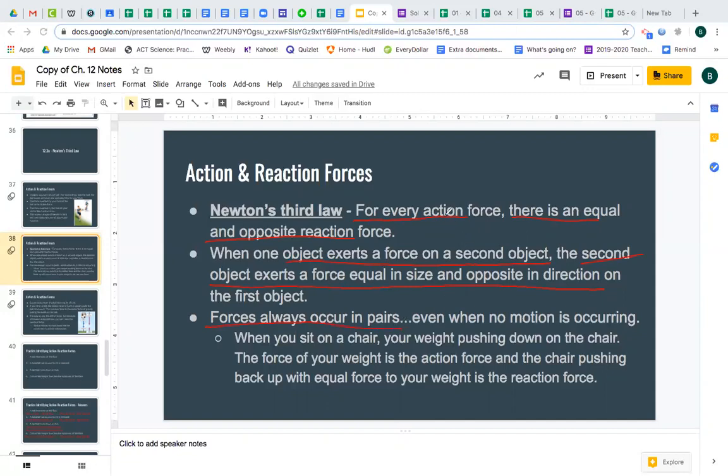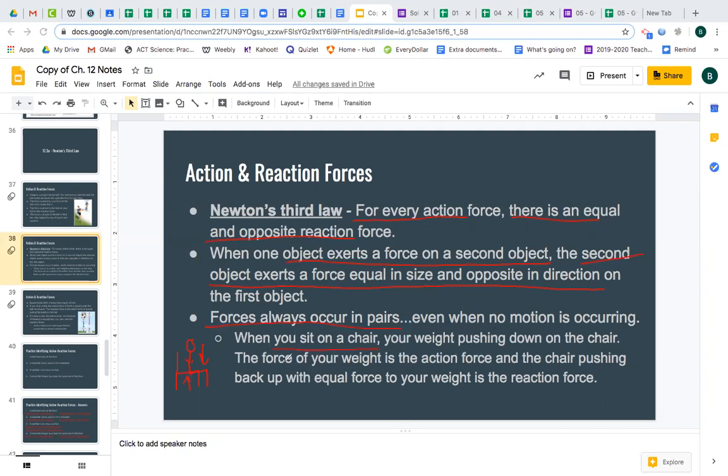Even if there's no motion, for example, if you push on a wall, the wall pushes on you, no motion is happening, but there are still forces. Another example is when you sit in a chair. Your weight pushes down on the chair. So we have a chair, a very well-drawn chair. Your weight is pushing down this way. The chair is pushing up this way with an equal and opposite force.